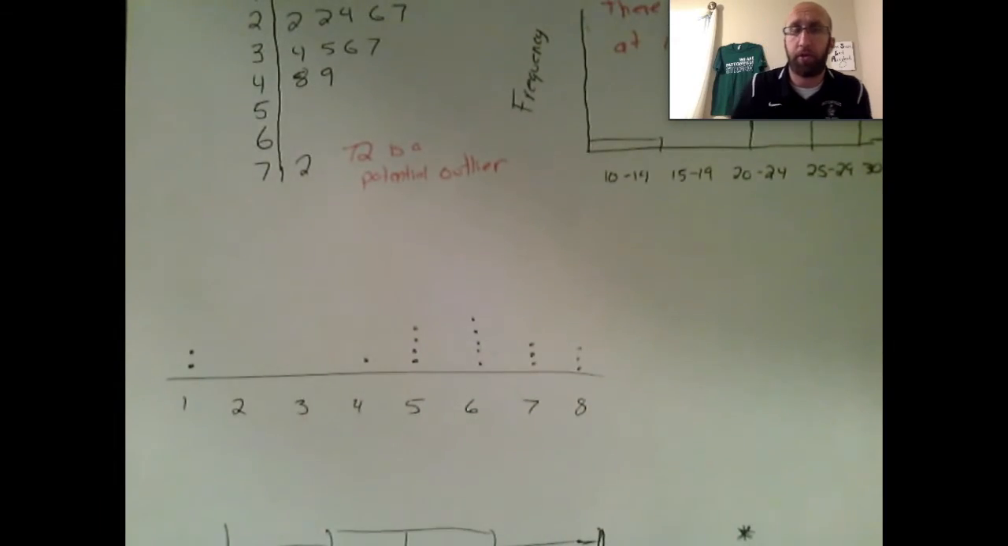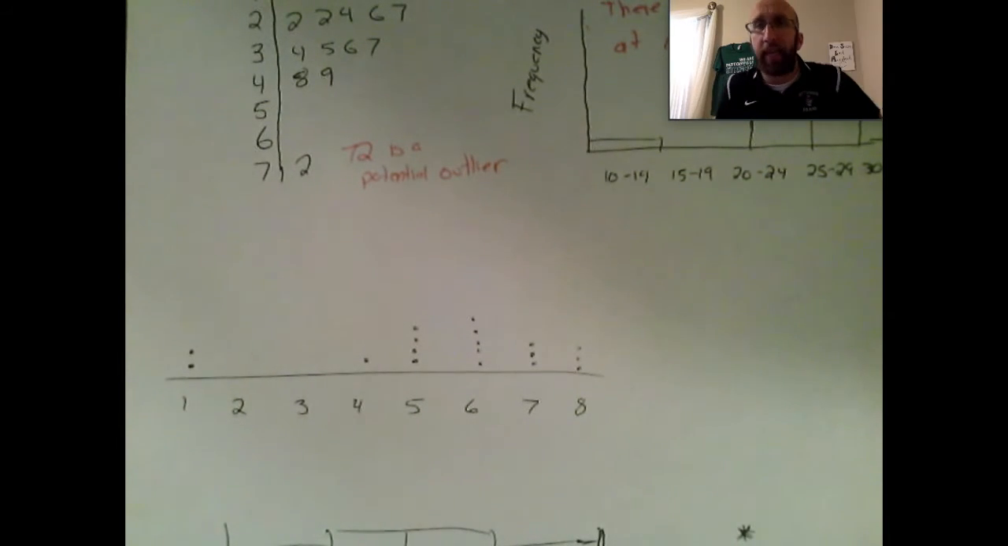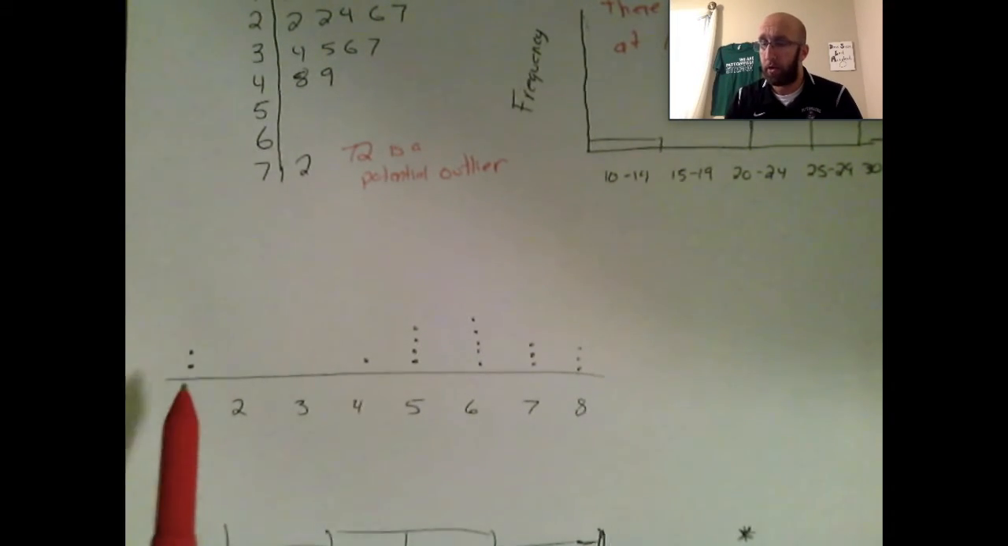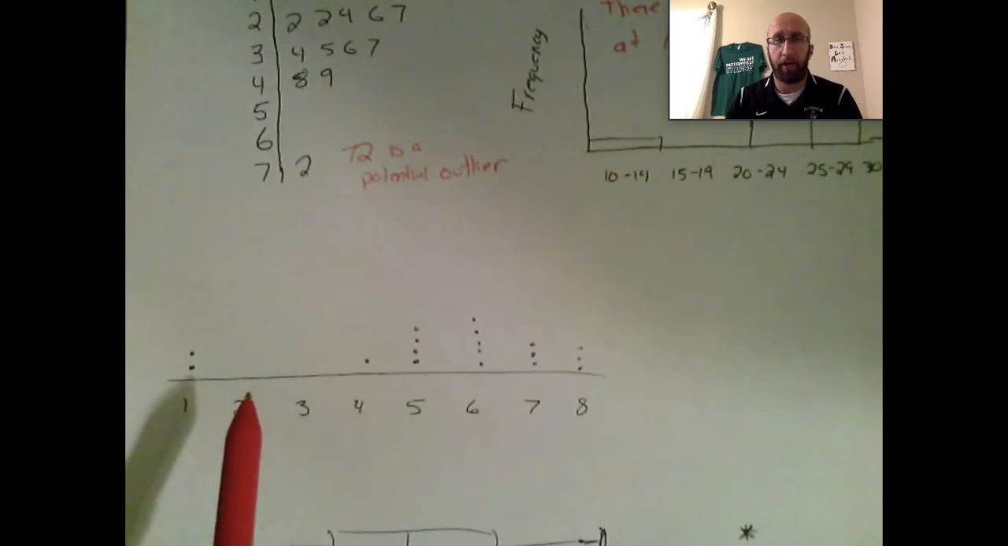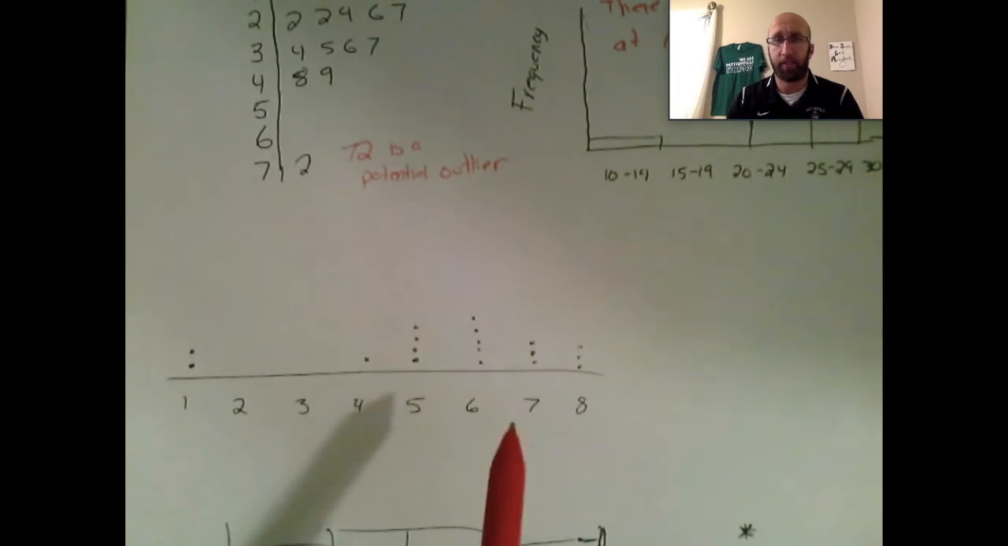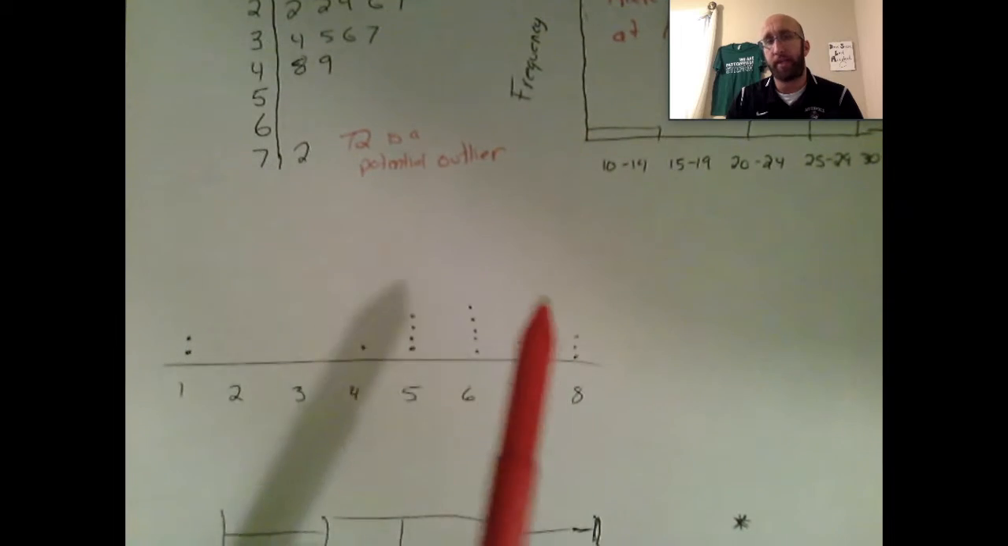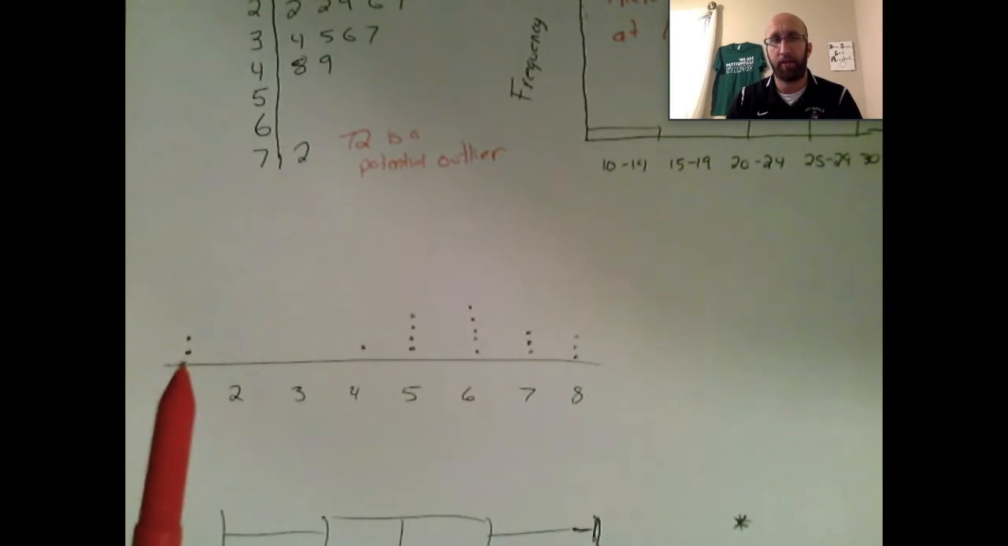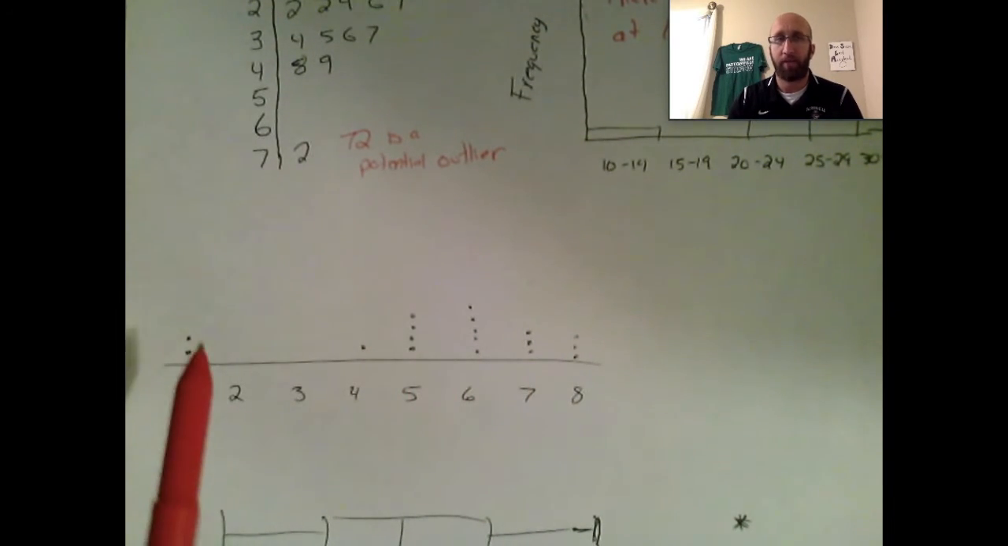All right, we're going to go to a dot plot. Dot plots, again, allow us to see individual data points, so we can be a little bit more accurate in our kind of representations here. So I have 2 data points at 1, nothing at 2, 3. Data point at 4, a couple at 5, a couple at 6, a couple at 7, a couple at 8. So the majority of my data is down here, and we just look down here, and there's these data points that are just kind of all by themselves.